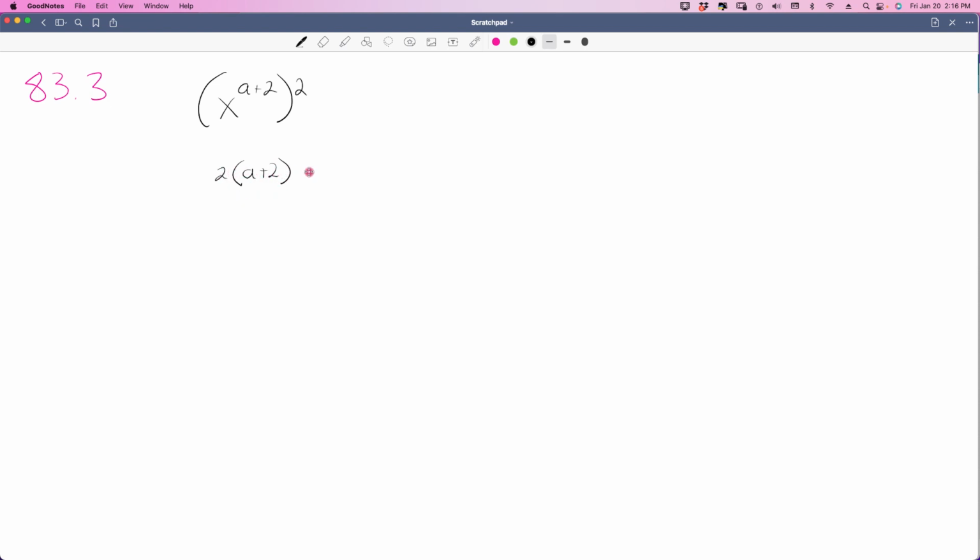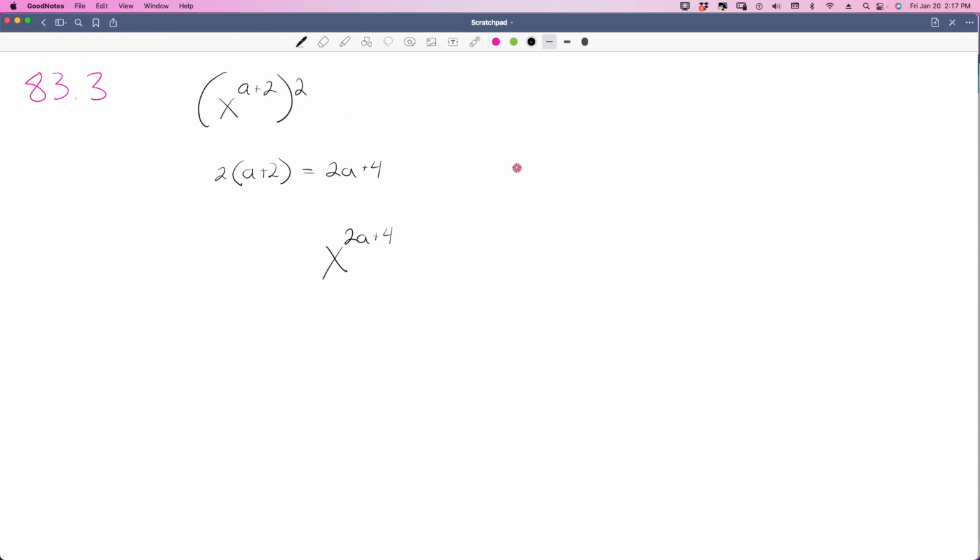Okay, that's how we would solve that. And we know that would be 2a plus 4. So this would be our new exponent for x. X to the 2a plus 4. That's it. That's all there is to it. It's not an exponent applied to an exponent. It's a multiplier applied to an exponent. So don't get that confused.